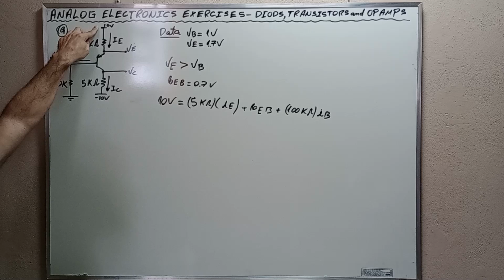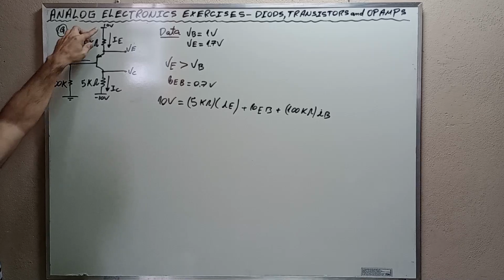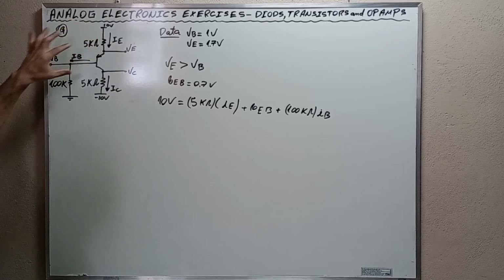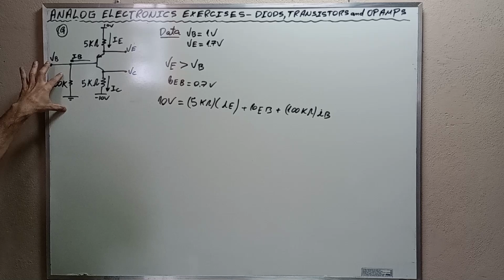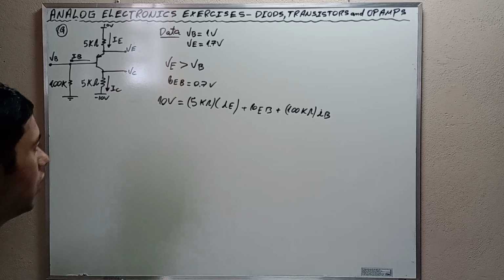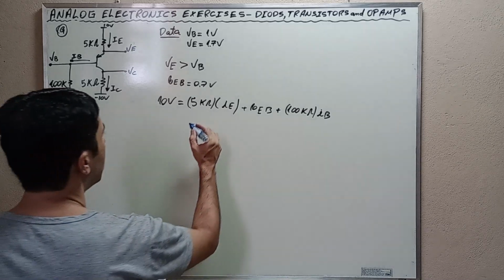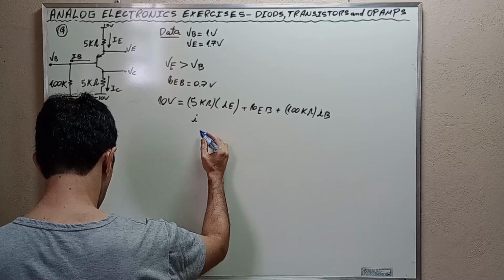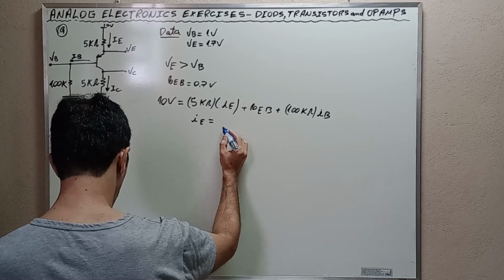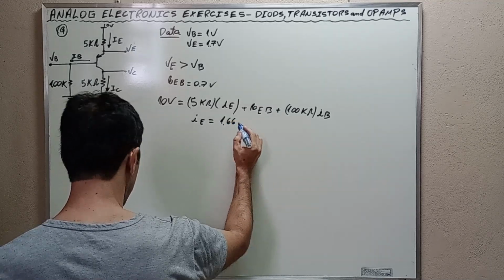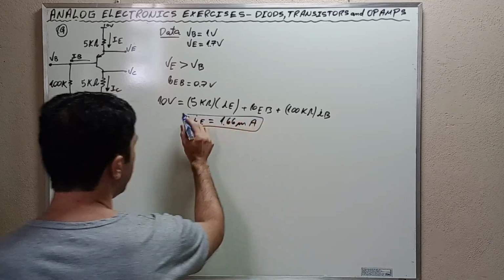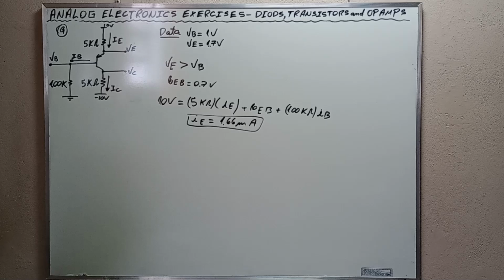Pay attention to the voltage drops. 10 volts is equal to the voltage drop here plus the voltage drop here plus the voltage drop here. Could you guys comprehend? Okay, if so, and manipulating, we find that IE is equal to 1.66 milliamps. Okay, this is what we can find.